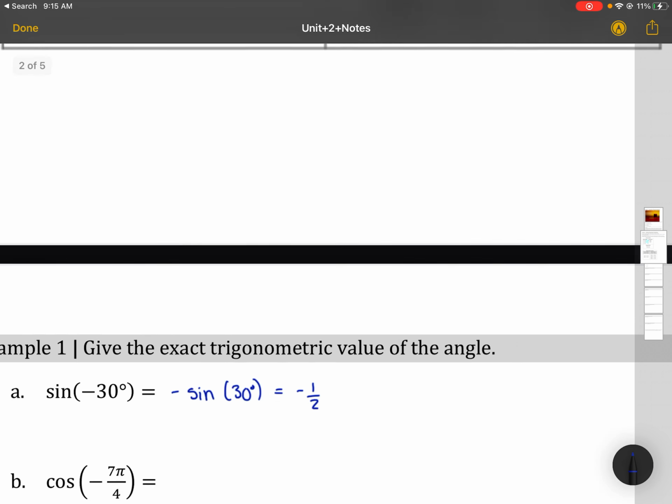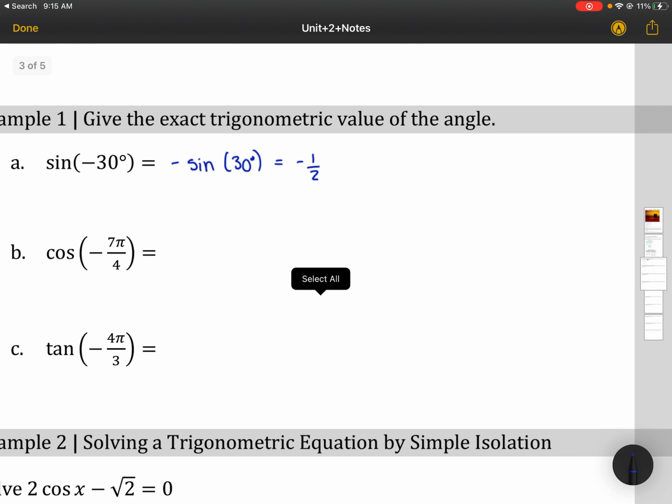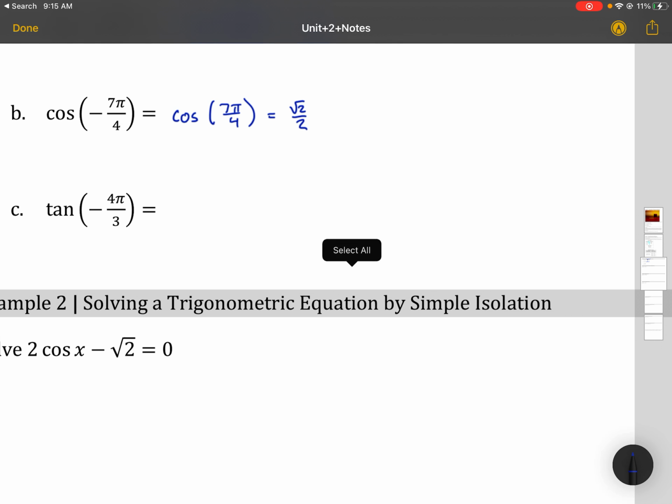Cosine of negative 7 pi over 4. Now cosine is an even function, so the cosine of negative 7 pi over 4 is the same as the cosine of 7 pi over 4. So 7 pi over 4, that angle is in quadrant 4, and cosine is positive in quadrant 4. And if you know the unit circle, this would be the square root of 2 divided by 2. Now notice I say give the exact trigonometric value, so you can't give me the decimal.